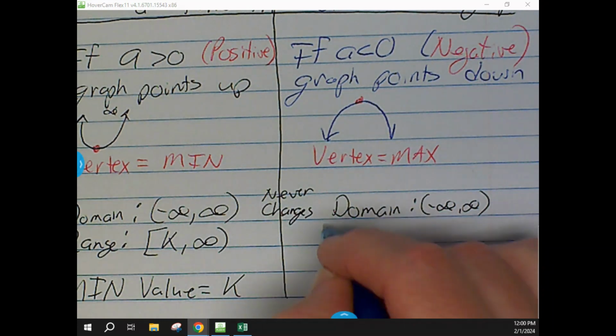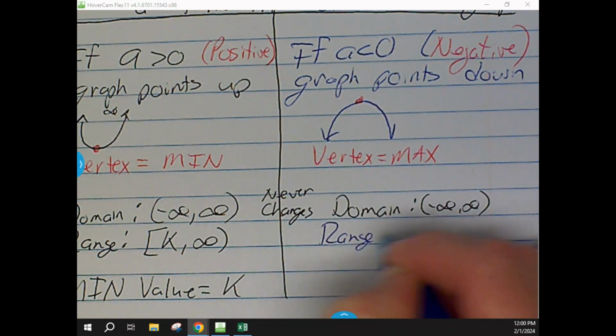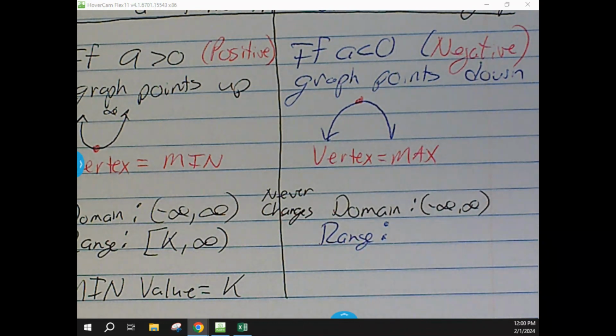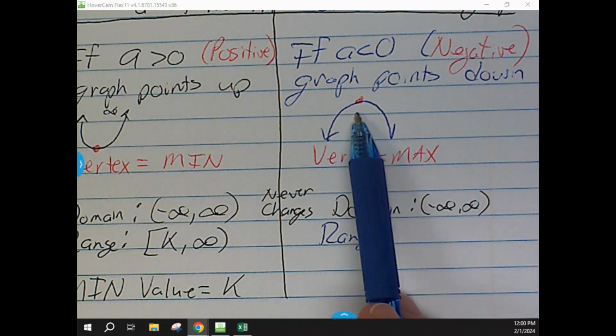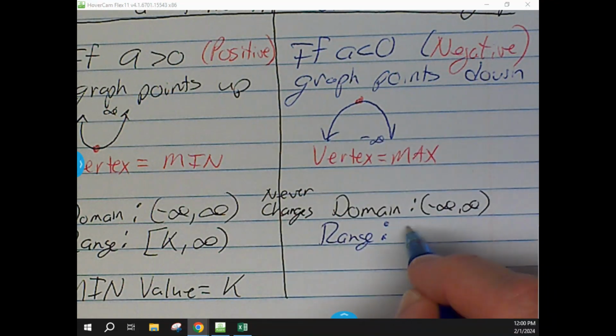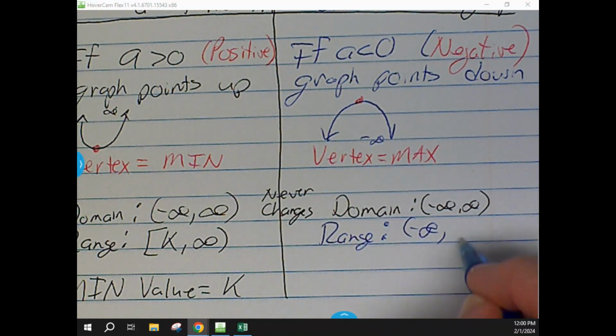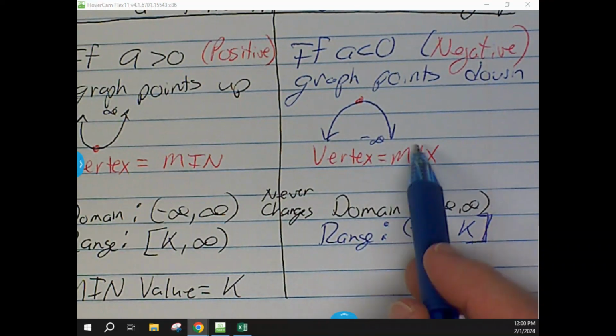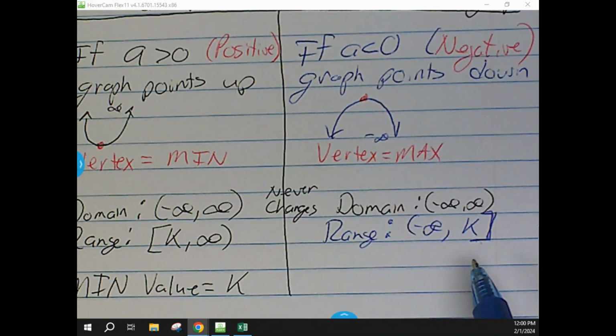Okay. The only thing that changes is the range. And since this is the top number, because now it's pointed down, so now we know it's going to negative infinity. So negative infinity is the lowest number, and then the k is the top number. Because again, if it's the max, it has to be the biggest number. If it's the minimum, it's the smallest number.